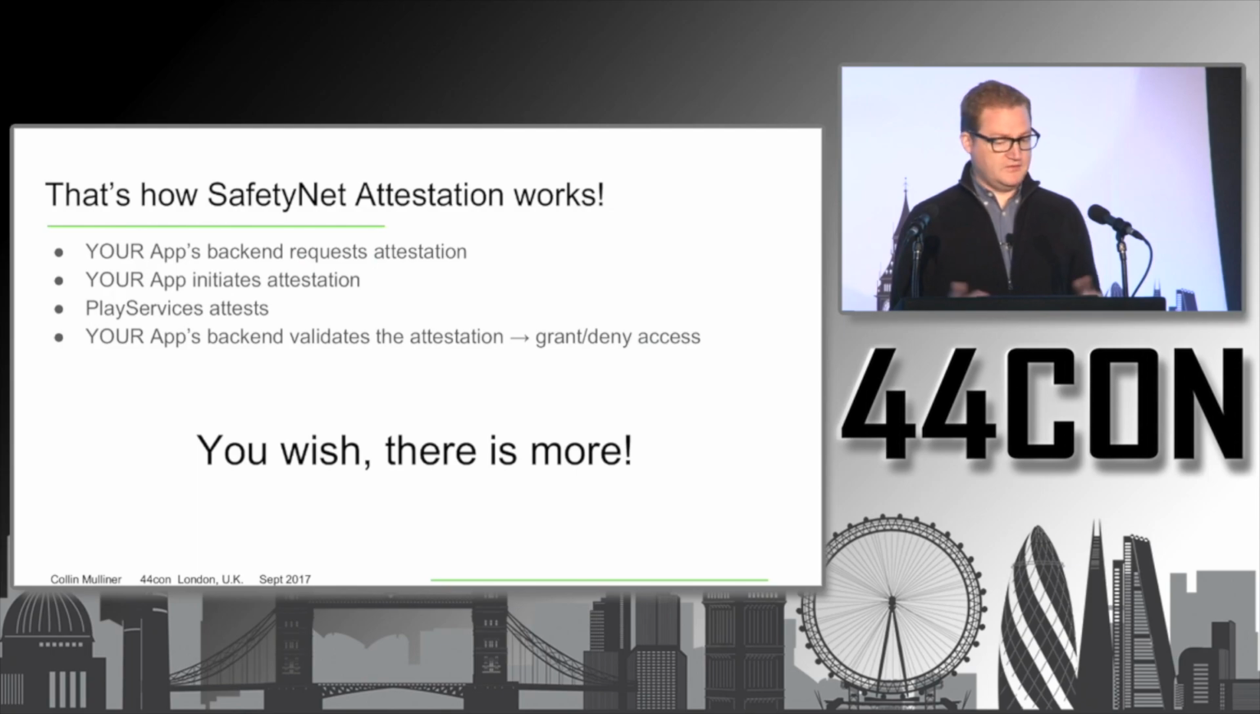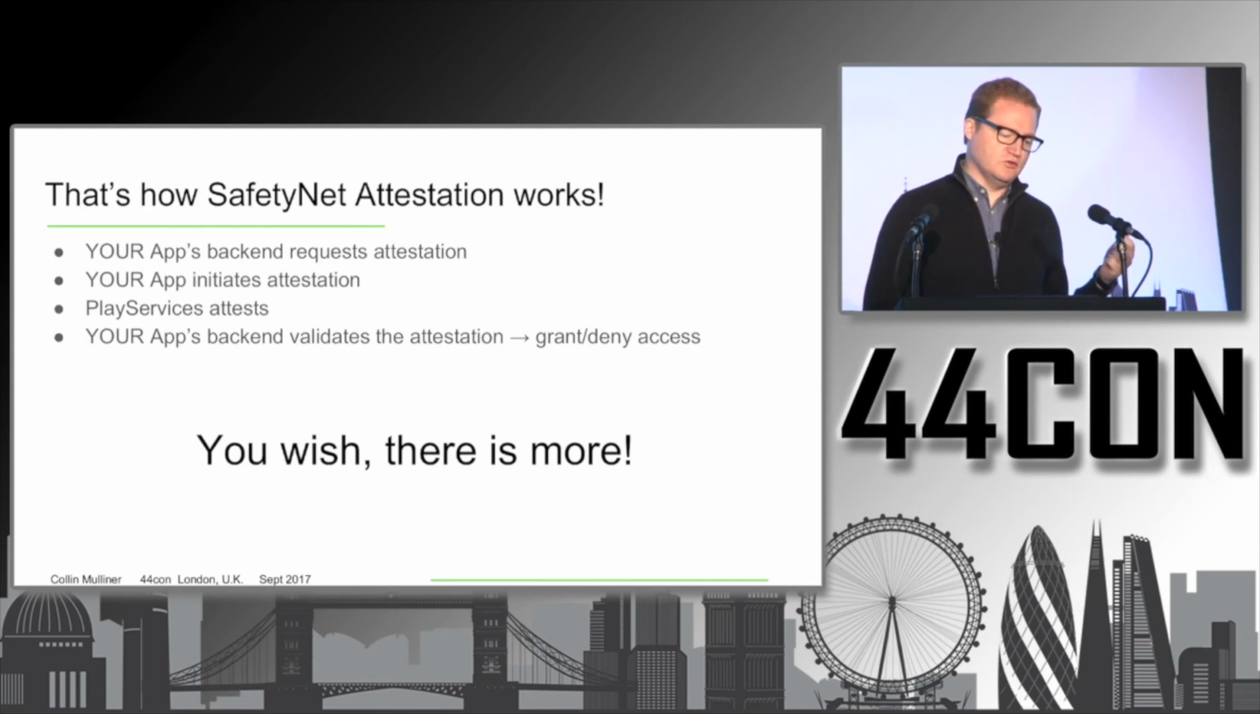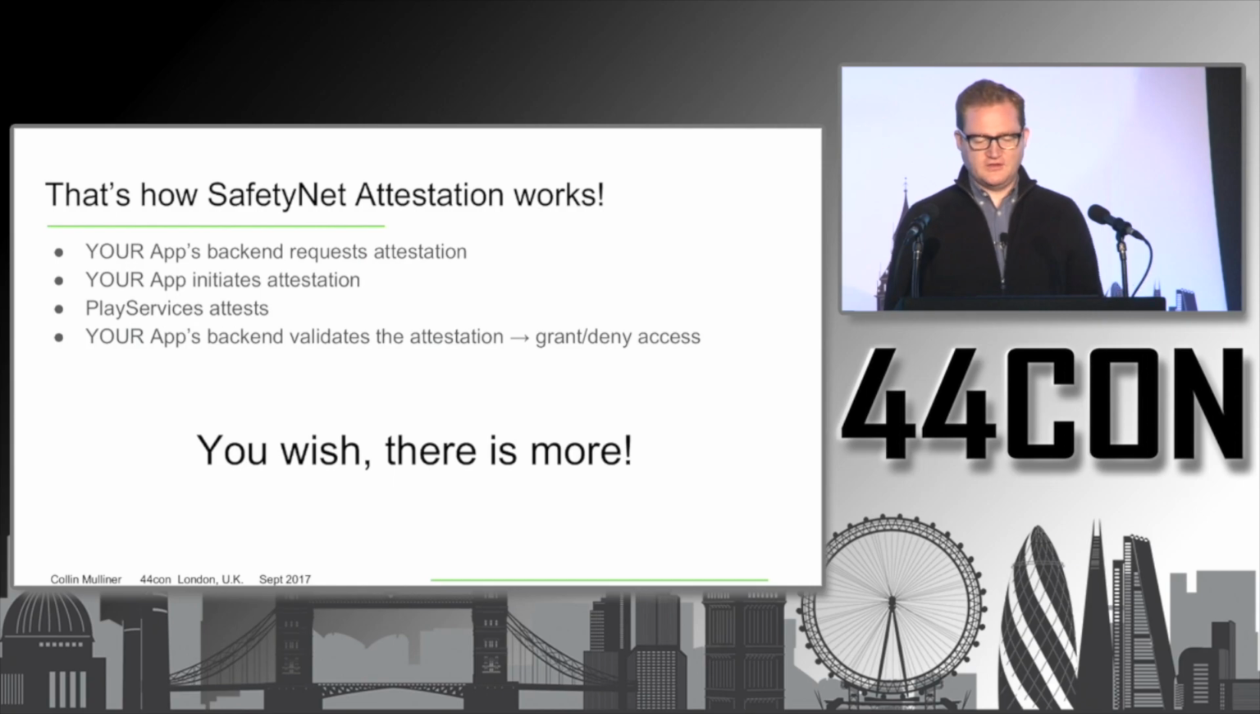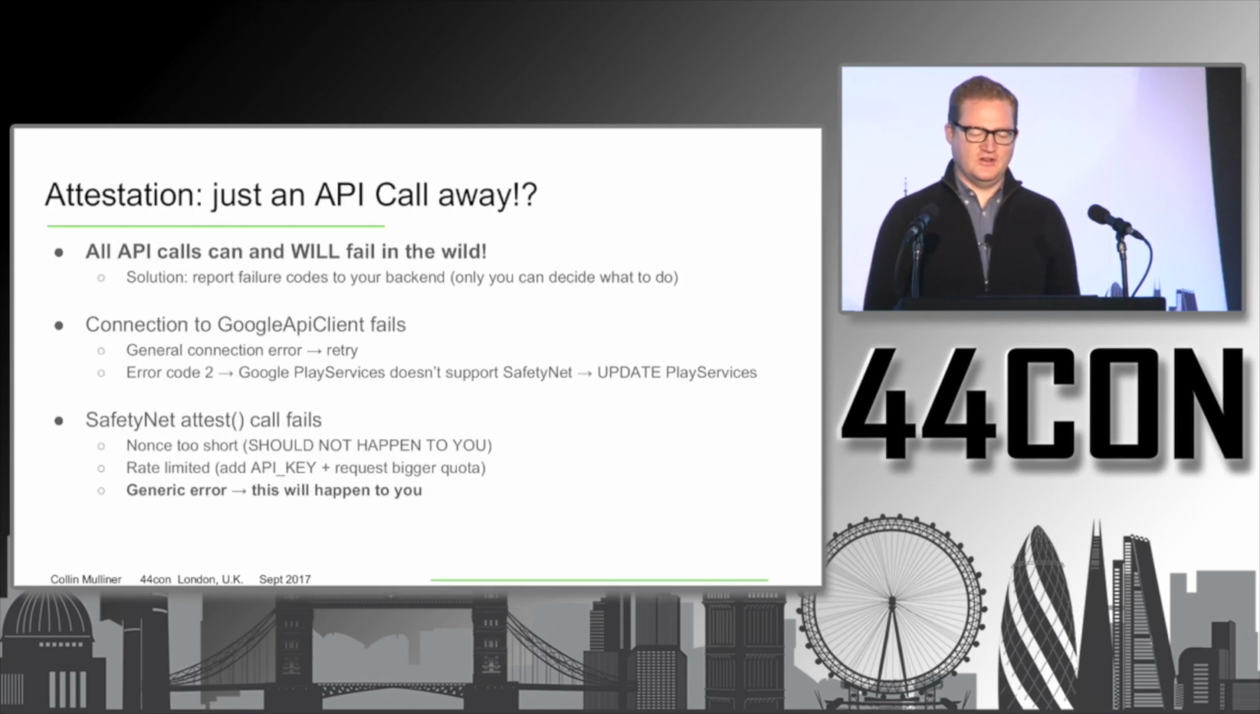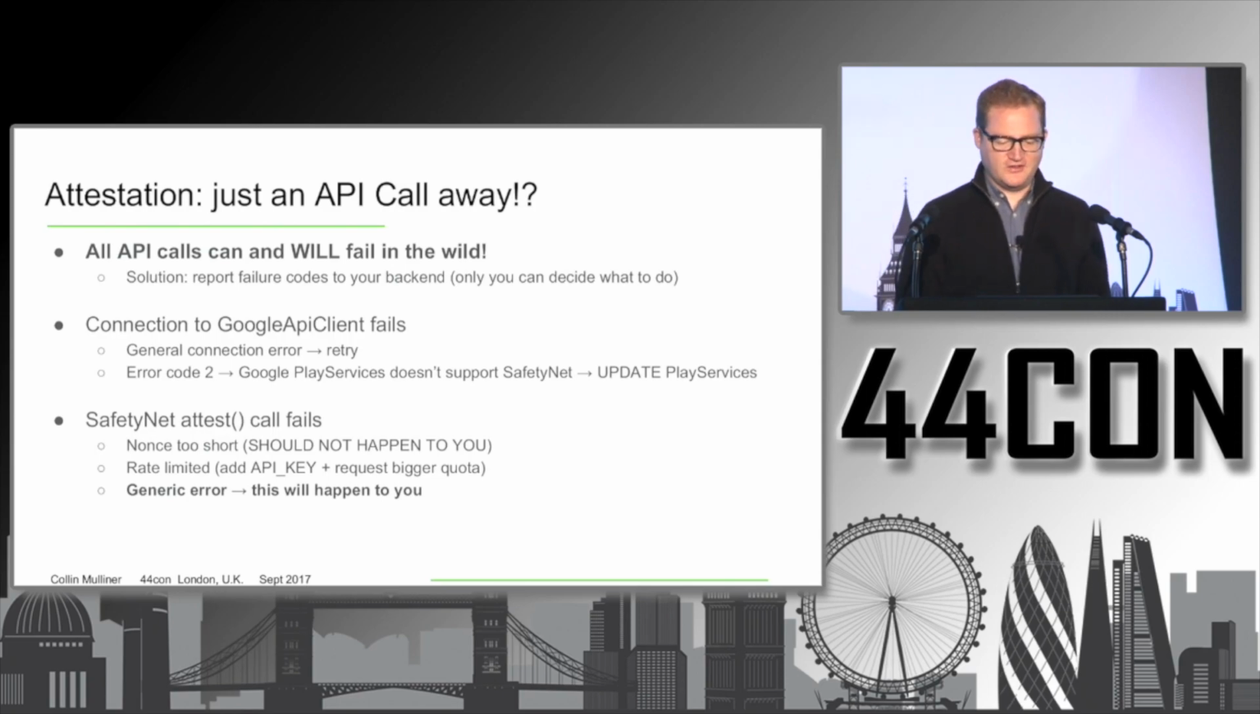So basically that's how it works. Your backend just tells your app, hey, run this attestation, and then your app runs the attestation, and then Google does something, and then your app sends the attestation back to your backend, and then you say access denied or access granted. I wish it was really that easy. Unfortunately there's much more, especially error cases.